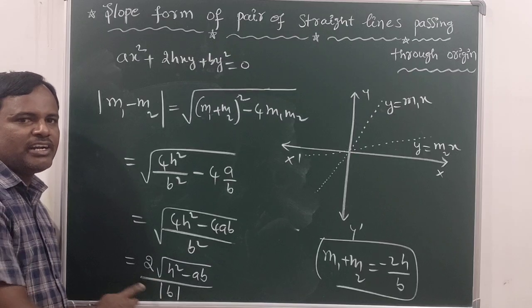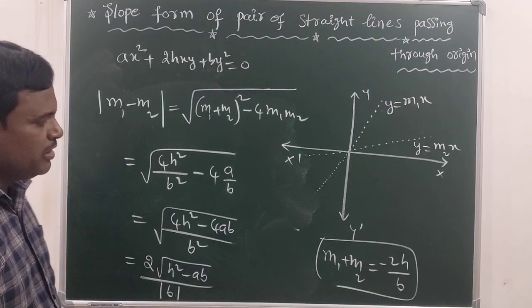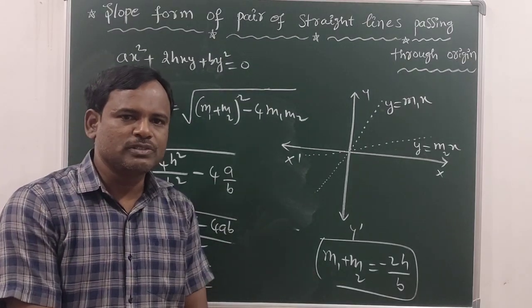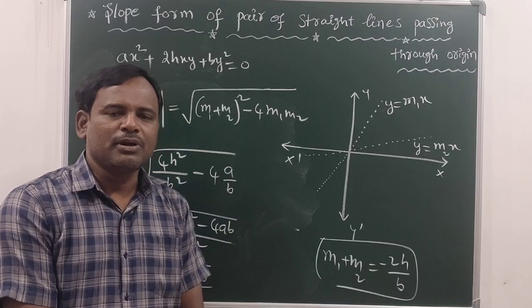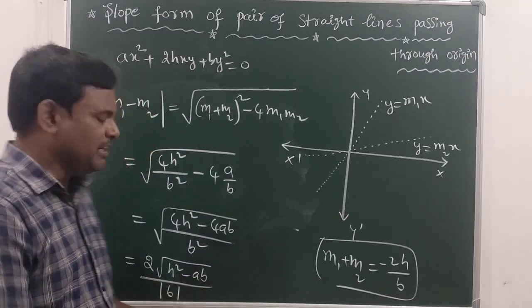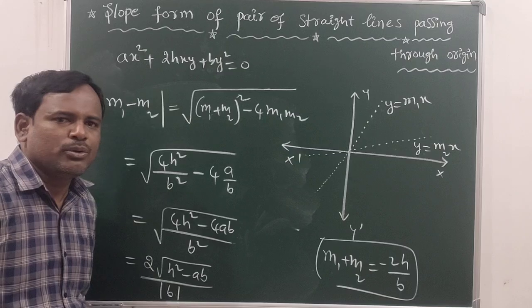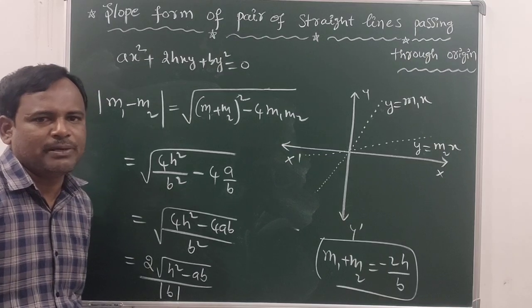So remember, like a standard formula. So there we have read the sum of the slopes as minus 2h by b, the product of the slopes a by b, and the difference of the slopes 2 into root of h square minus ab by mod b.